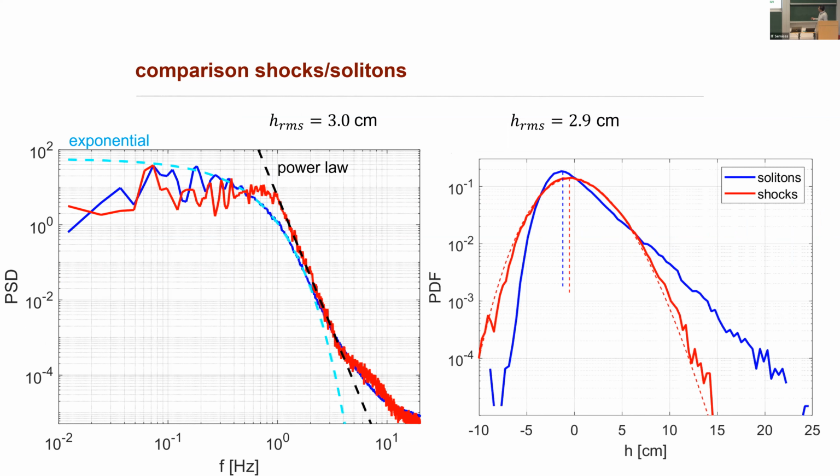So the distribution of the soliton is the one I showed you before, and the red curve is the one we get when we force the shocks, and it's still very close to the Gaussian distribution, so no solitons there. And when we look at the spectrum, the red spectrum that corresponds to the shock is different from the soliton one.